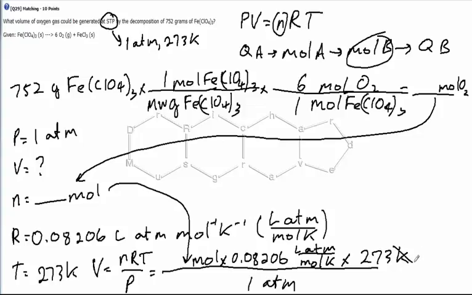Alright, let's have a look and see what cancels. Kelvins cancel, atmospheres cancel, moles cancel, and we're left with liters. And we'll have 3 significant figures in our final answer there, because we start out with 752 grams of Fe(ClO4)3.